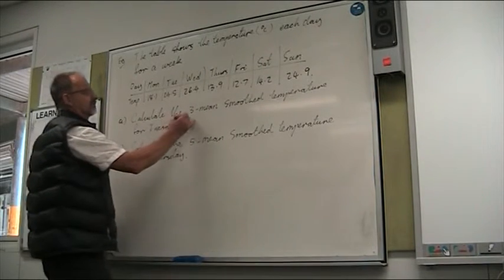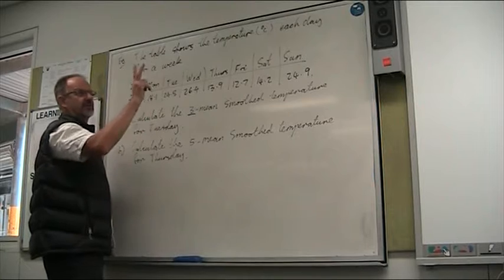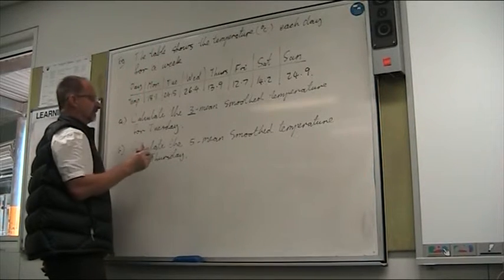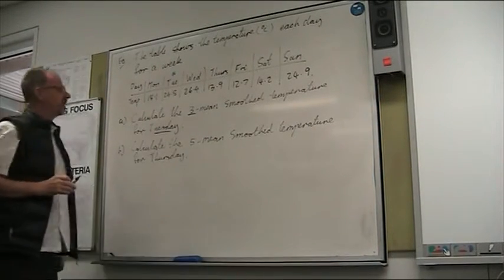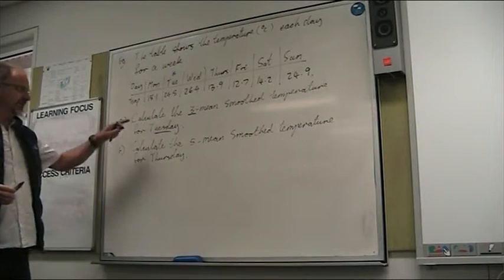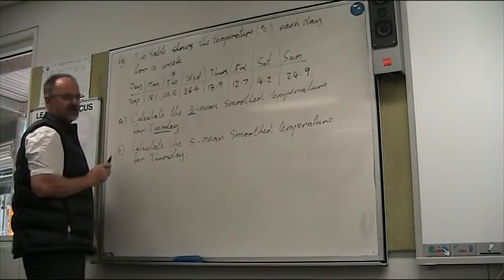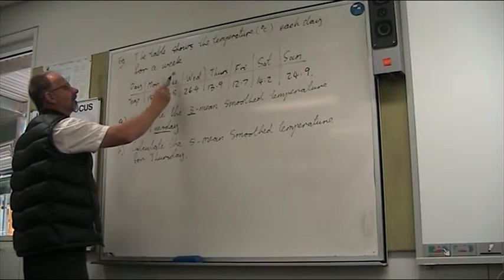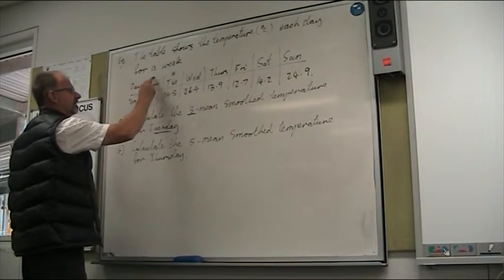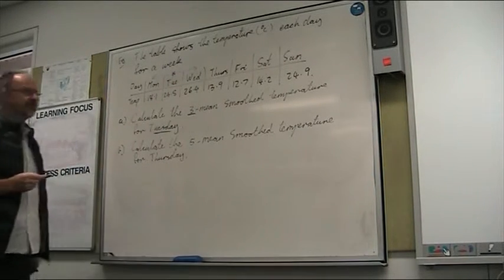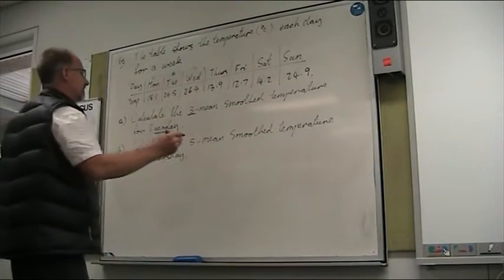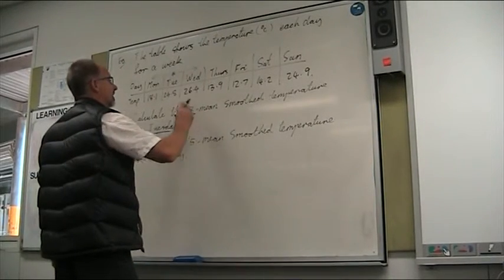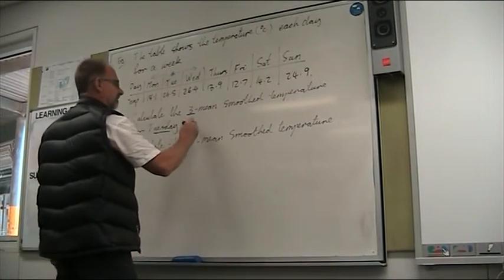So 3 mean means we're going to use 3 days' data, and Tuesday is the one. The day that's mentioned, with these odd numbers, is the middle day. So if we're asked about Tuesday, then we need a total of 3 days, so one either side. The 3 mean smooth temperature, well, the mean is just when you add up and divide by how many you've got.